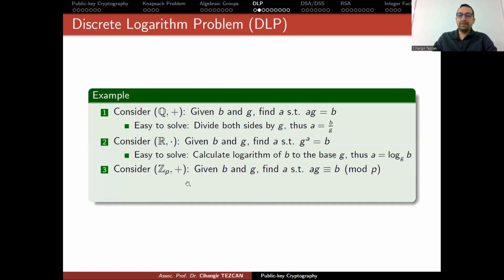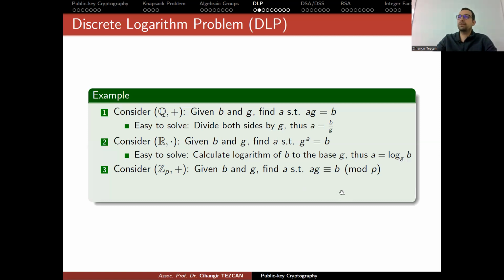Now consider Z_p, but this time with addition. Given b and g, find a such that a times g is equivalent to b modulo p. The question is, is this a hard or easy question? So one way you can do it is to take g and multiply it with any number starting from 1 and check if it is b modulo p. But this kind of brute force attack would have exponential time complexity, because if you choose p very, very large, then such a brute force attack will take a lot of time.